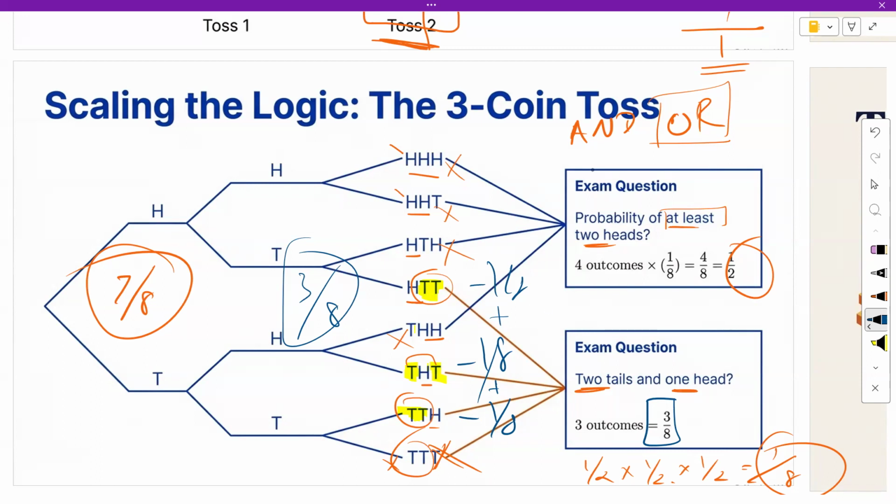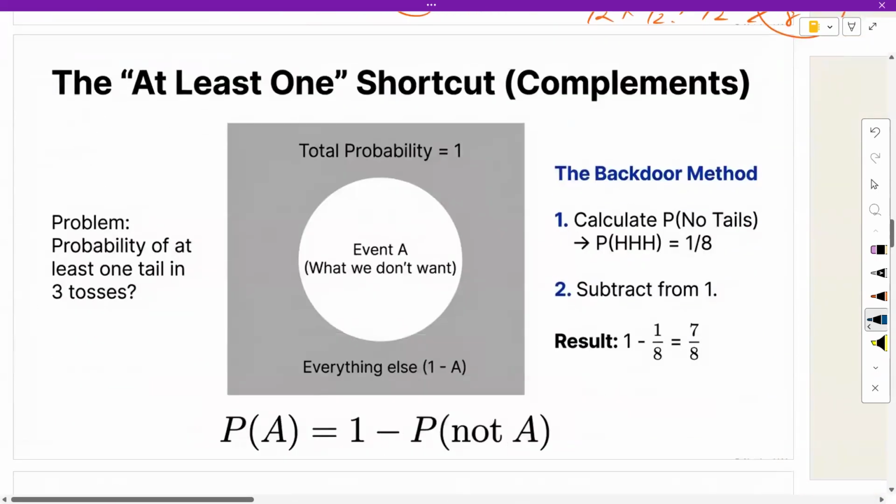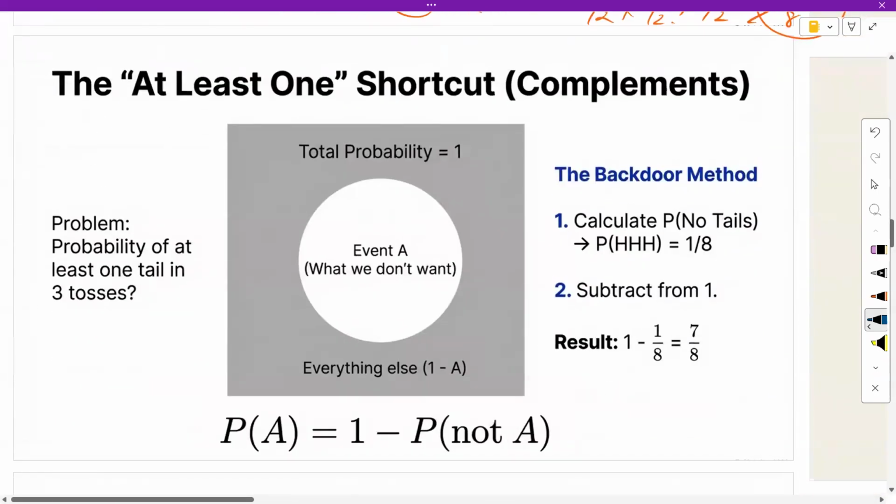The point is you should understand when we apply "and" or "or". There are two logics, and, or. At least one, shortcut, complements. You might study this complements.